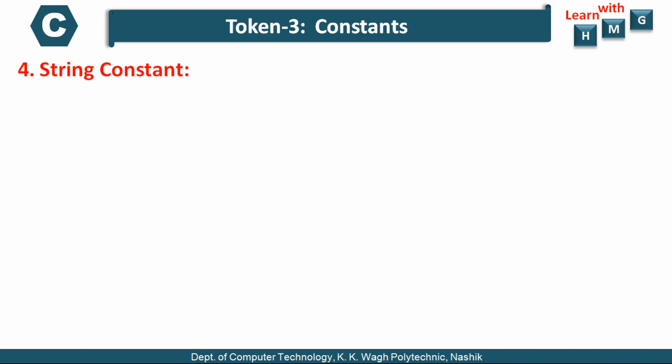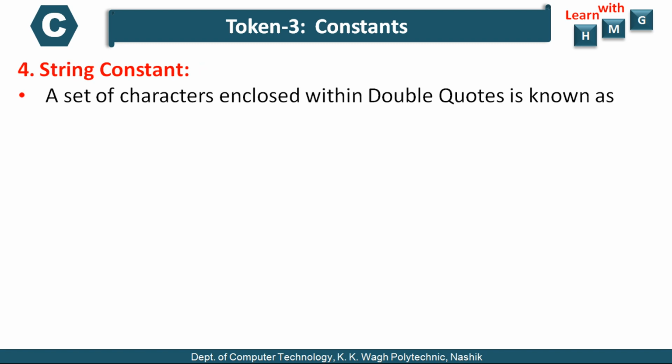String constant. A string constant is any number of characters, a set of characters, enclosed within double quotes. In the case of a character constant, we have seen that the character is enclosed within single quotes, while here the string constant is enclosed within double quotes. A character constant has a single character, only one, but here it can be any number of characters from 1 to n, including any type of digits, letters or symbols.